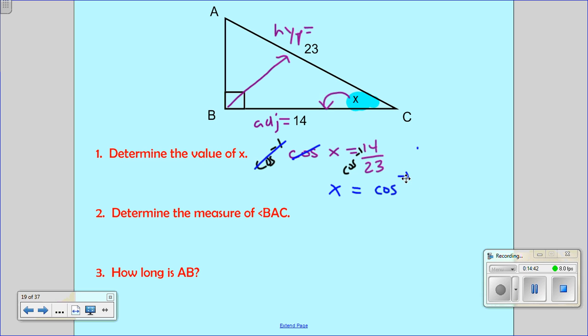So that's cosine inverse. And then you're going to put 14 over 23 in parentheses, because this is how it's going to go in the calculator. So you might want to write it exactly how you want it to be entered so that you don't make a mistake. So now I can pick up my calculator and type this in and get my angle.